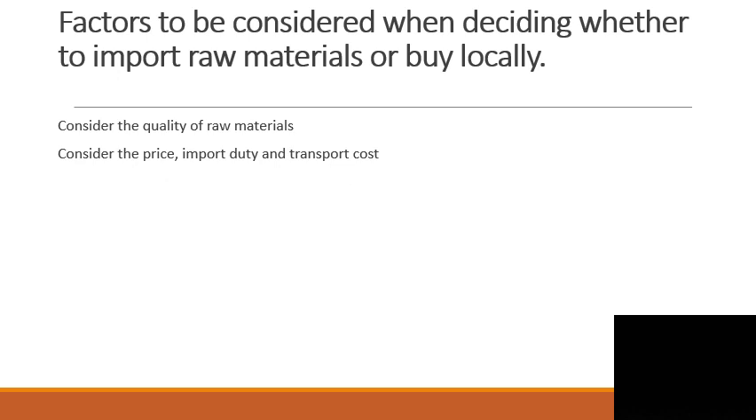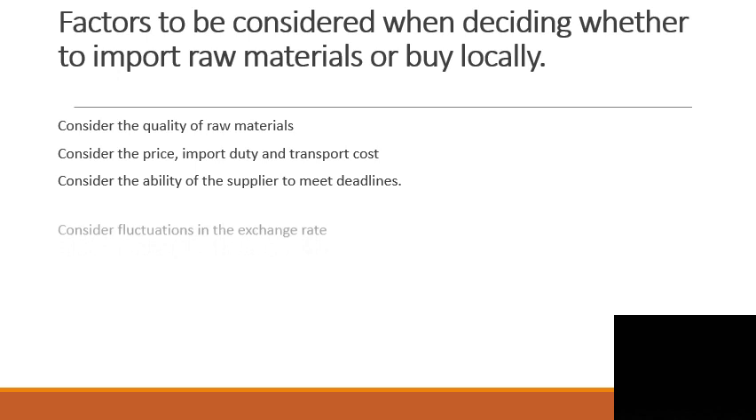Consider the price, import duty, and the transport cost. To buy the raw material might be cheaper, but when you add import duty and transport costs, it might be the same as buying locally. So they need to consider everything. Consider the ability of the supplier to meet deadlines. If some goods are really in demand and it takes time for raw materials to arrive at your factory, it might cause supply problems to your customers.